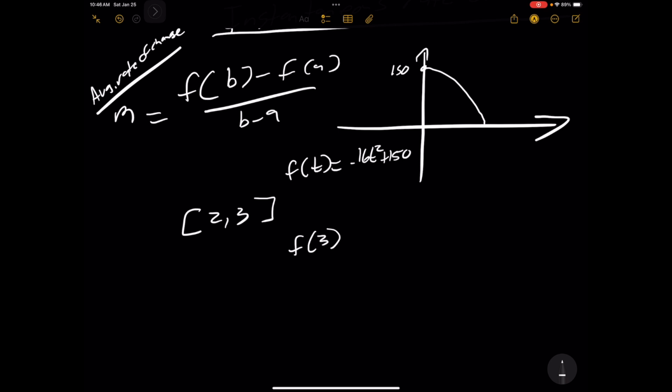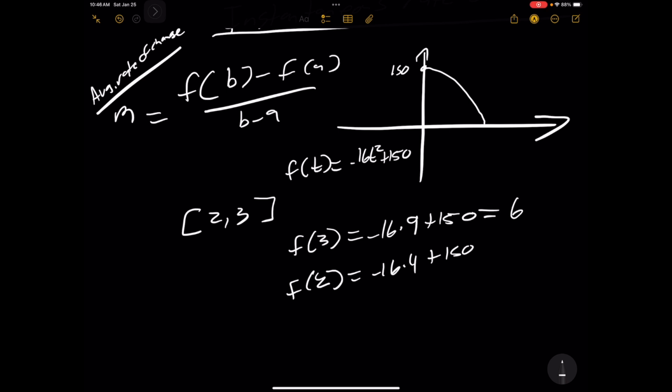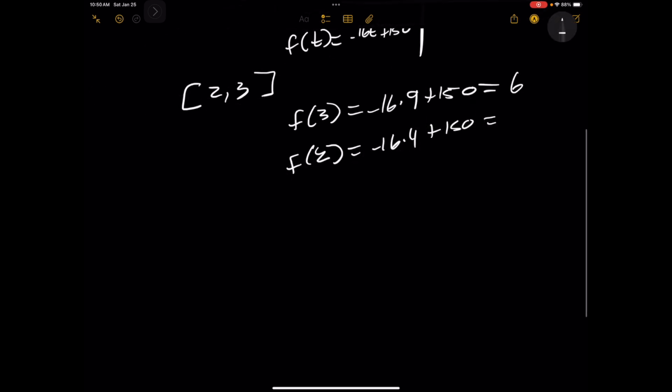F of 3 is equal to negative 16 times 3 squared, which is 9, plus 150. F of 2 is equal to negative 16 times 2 squared, which is 4, plus 150. In the top case, we're going to get 6 at the end. Negative 16 times 9 is 144. And f of 2, negative 16 times 4 is going to be 64. 150 minus 64 is going to be exactly 86.